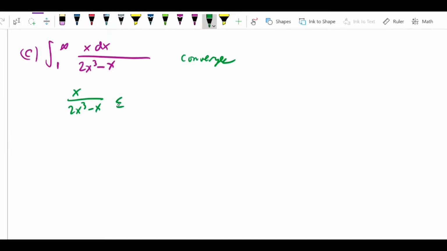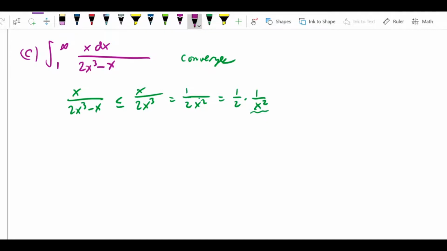Just write x over 2x cubed minus x is less than or equal to x over 2x cubed, which equals 1 over 2x squared, which is just 1/2 times 1 over x squared. And I know that if I integrate 1 over x squared, I get a finite number. So certainly 1/2 times that finite number is still a finite number. And you'd say, I'm done.